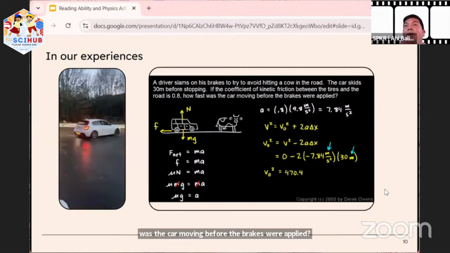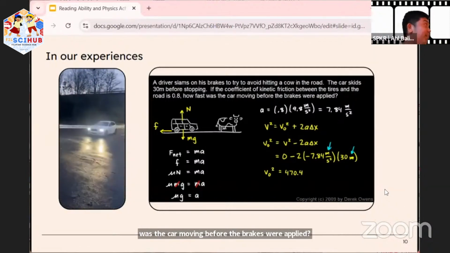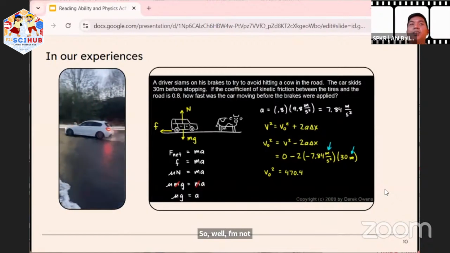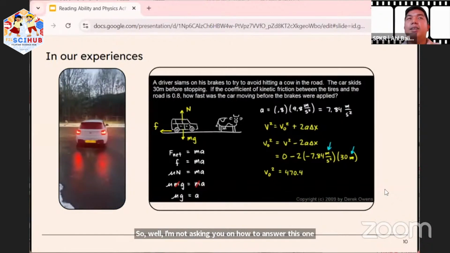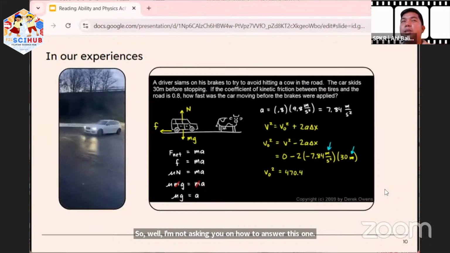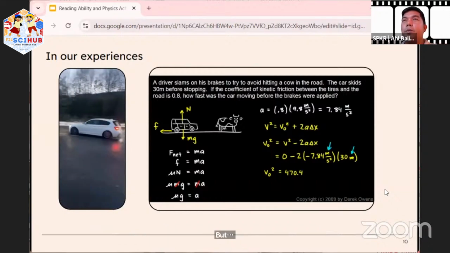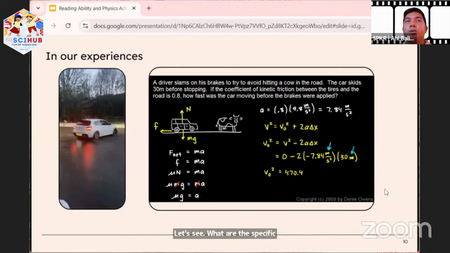Well, I'm not asking you how to answer this one, but let's see what specific terms or words your students may find hard to comprehend.